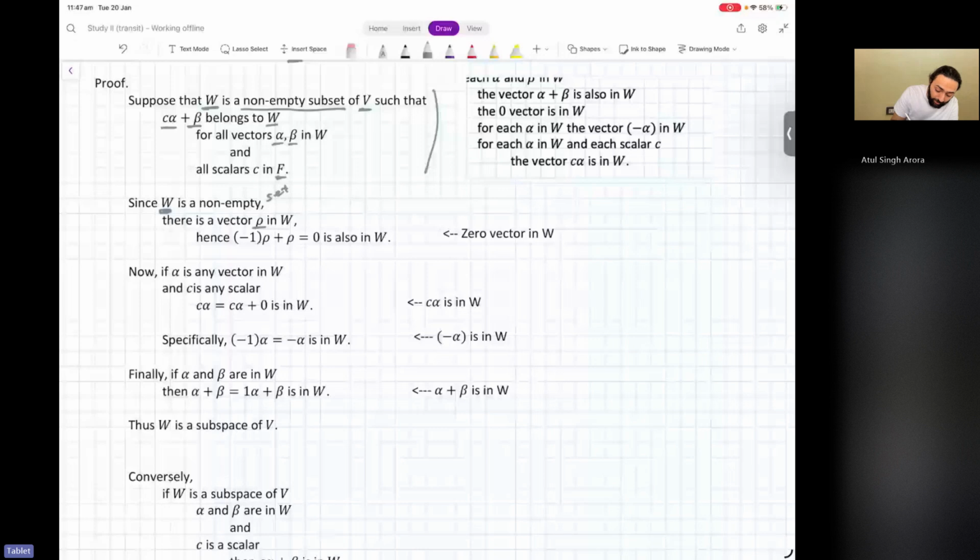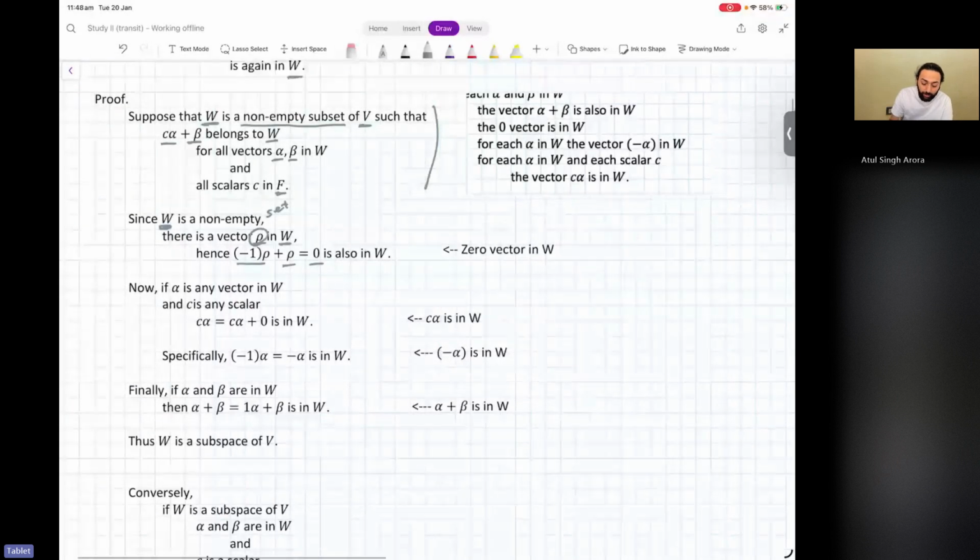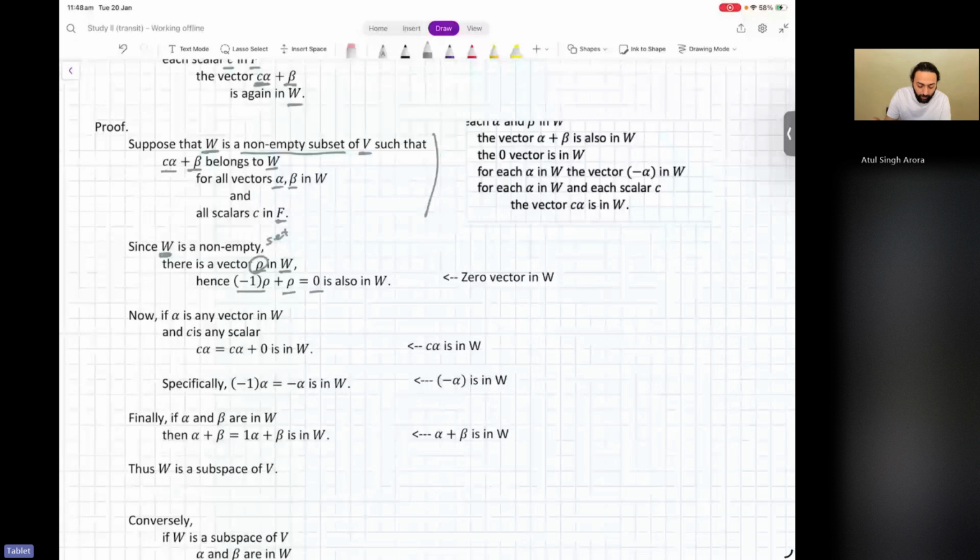Right. So since W is a non-empty set, there would exist some vector rho which is in W, and therefore minus 1 times rho plus rho has to be 0, right? So why is that? Actually, maybe I can ask you guys. Let's see. I have everyone's names here.